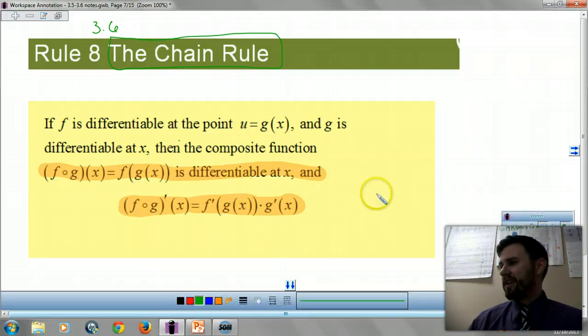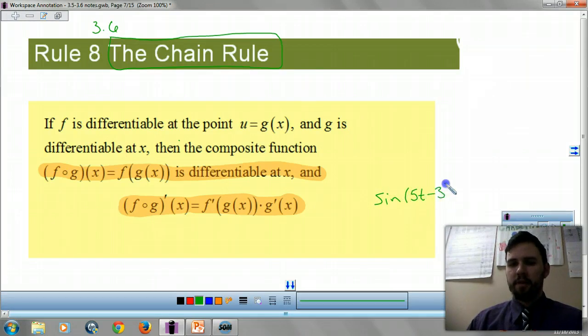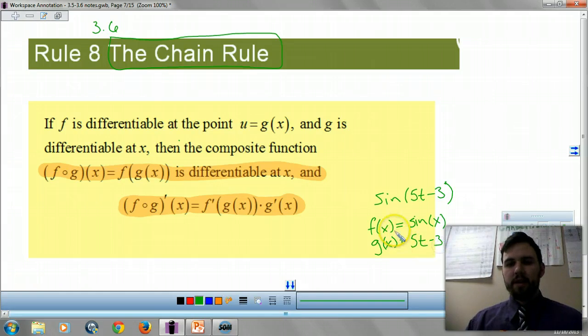Okay, let's say you have two functions, right? Let's say you have sine of 5t minus 3. For this one, your f of x is your outer function, it's your sine. Your g of x, I should use t, it's 5t minus 3, because then when you take the composition, it's a function inside of a function.